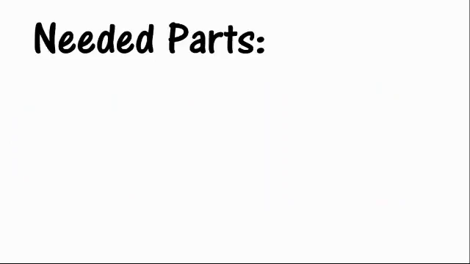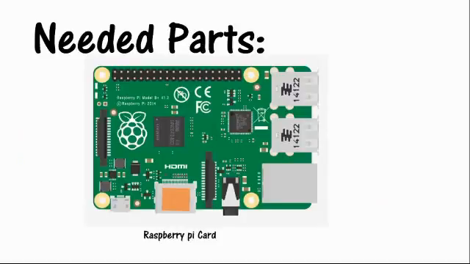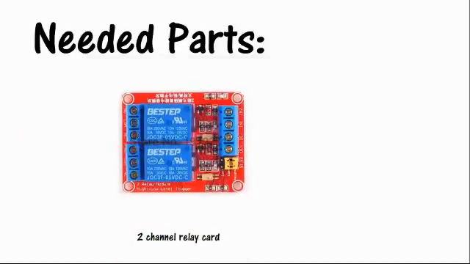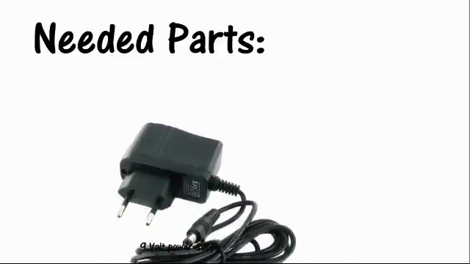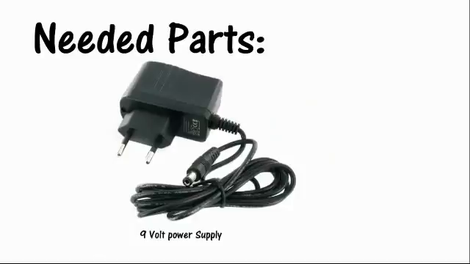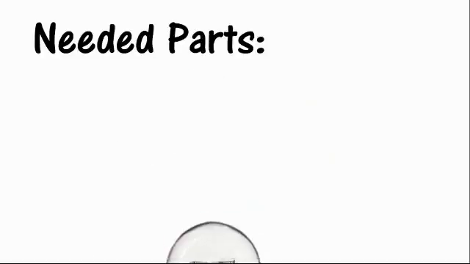Well, needed parts. As the embedded system, I used a Raspberry Pi 4 card. A 2-channel relay card will be needed, which will work as a switch that opens and closes the light and motor circuits depending on the voltage of the GPIO pins. A water pump for irrigation. A power supply for supplying the bulb and pump circuits.